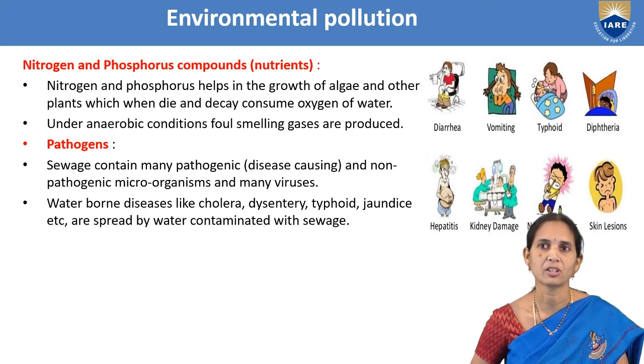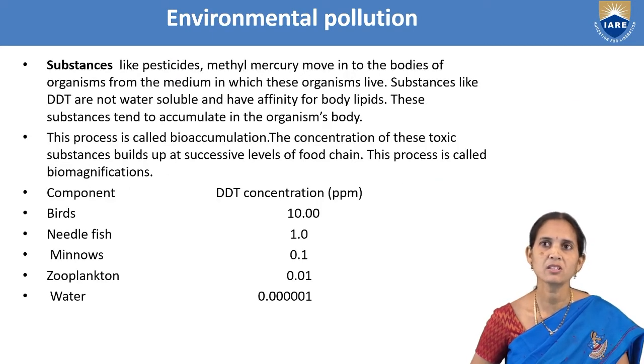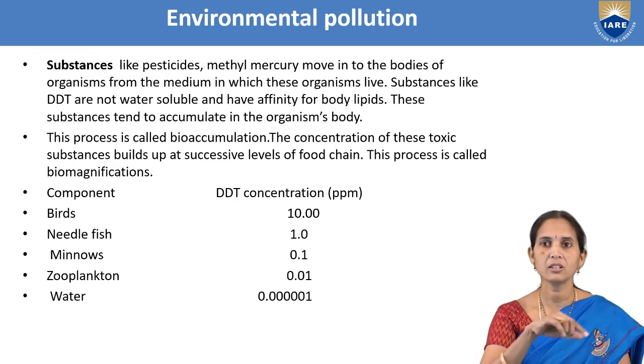The people are affected. Substances like pesticides and methyl mercury move into the bodies of organisms from the medium in which these organisms live. Substances like DDT are not water soluble and have affinity for body lipids, and these substances tend to accumulate in the organism's body, that is, the fish body. So this process is called bioaccumulation.